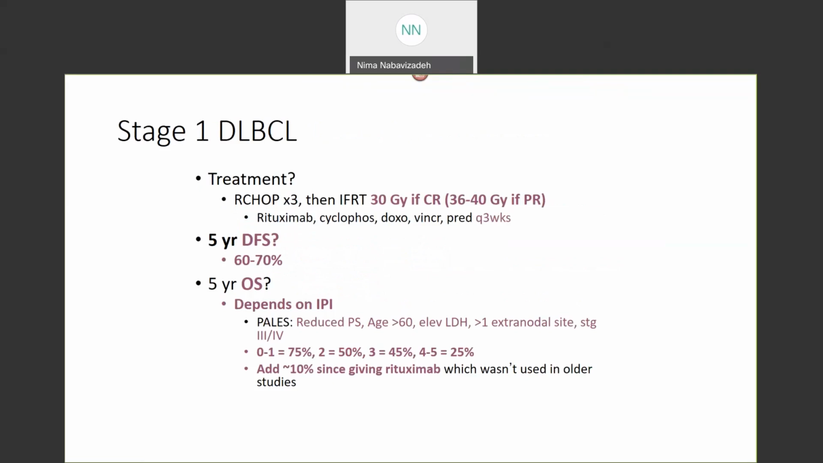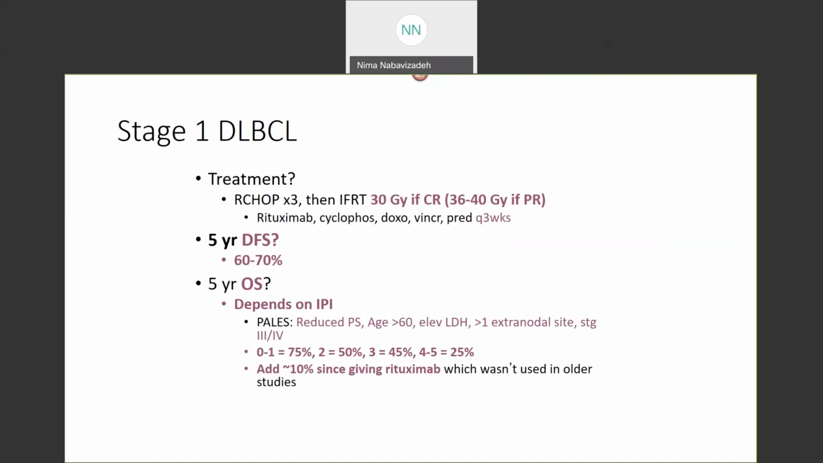For non-Hodgkin's lymphoma, and more specifically diffuse large B-cell lymphoma, we also treat these with combined modality therapy. Treatment here typically consists of R-CHOP chemotherapy followed by involved site radiation therapy. This is a typo, I apologize. This should be involved site radiation therapy. And the R-CHOP chemotherapy consists of rituximab, which is a monoclonal antibody to CD20, cyclophosphamide, doxorubicin, vincristine, and prednisone.